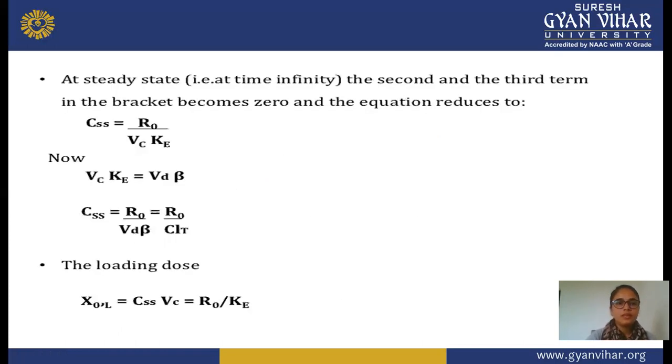At steady state, that is, at time infinity, the second and third terms in the bracket become 0 and the equation reduces to this. So we receive the steady-state concentration Css = R0 divided by Vc x Ke. Now we simplify this equation. We receive that Vc Ke = Vd beta, and Css, the concentration at steady state, = R0/(Vd beta) = R0/total clearance. And the loading dose is X0,L = Css x Vc = R0 divided by Ke.